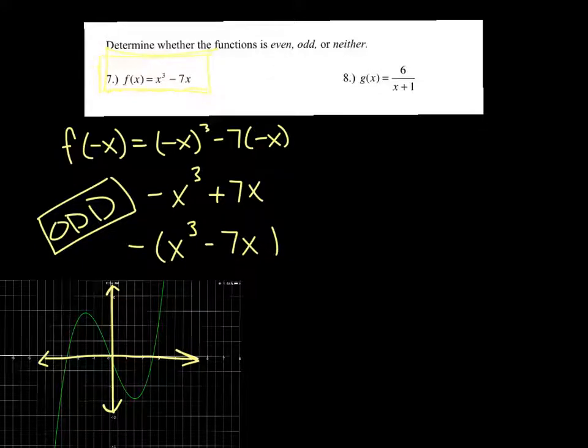So number 8, you've got g of x equals 6 over x plus 1. So the same thing. We're going to plug in negative x and see what we end up with. But you're not always going to be able to just plug it into the calculator and check, but it is a good way to verify. So 6 over negative x plus 1.